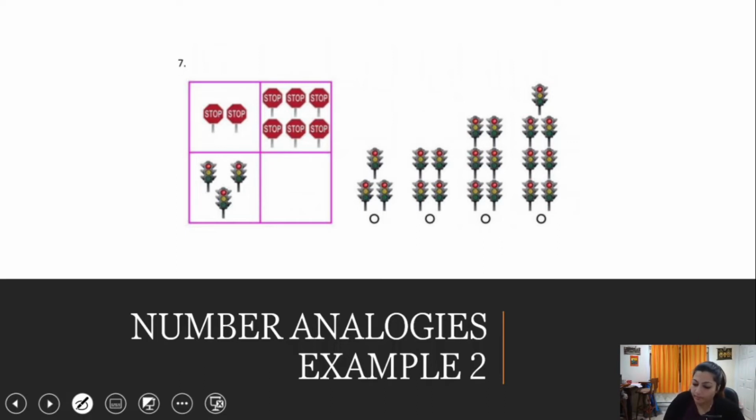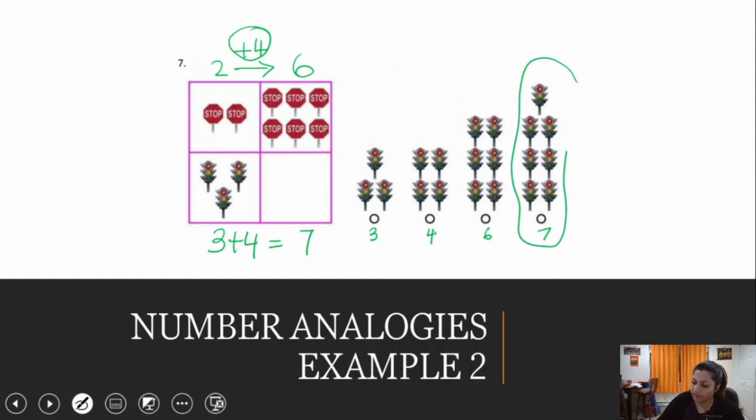As I was saying, 2 is becoming 6. So rule is +4, and 3 will apply this. 2 plus 4, 4 plus 3 is 7. So which is 7 here? 3, 4, 6, 7. So our answer is 7. Simple, but determining the rule is the key.